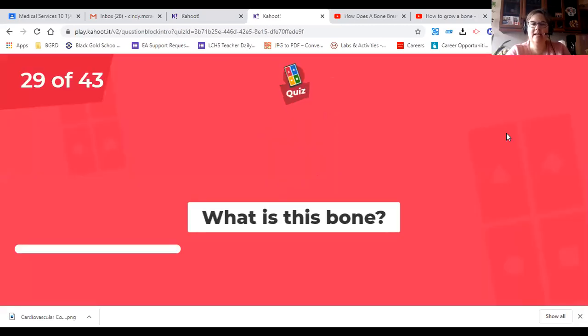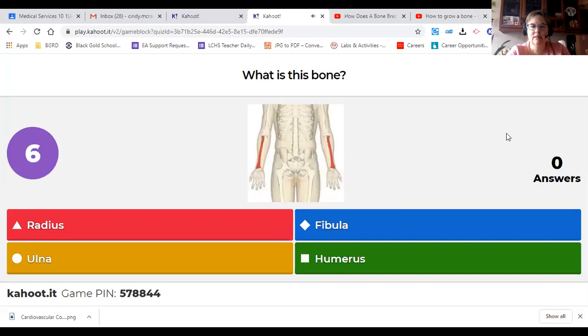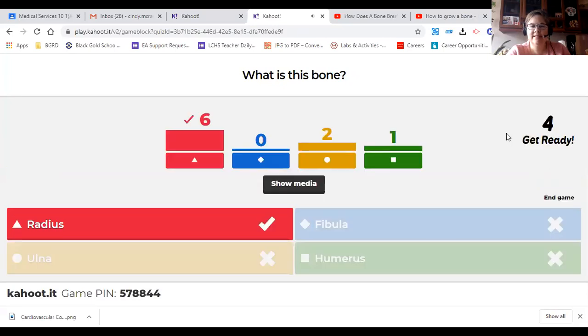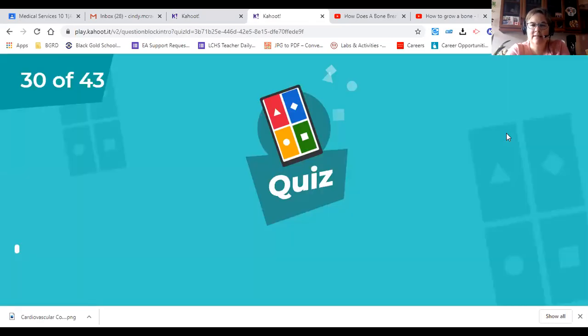What's this bone? Name that bone. This is the radius. You want to remember the radius runs along where the thumb is. The radius. Oh, our top 4 stayed where they were. Okay. Fabulous panda, lots in a row here.